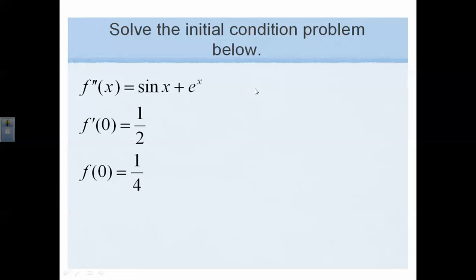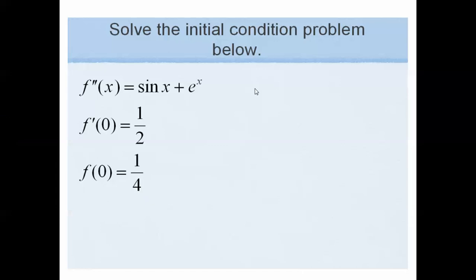Okay, so once again, just wanted to look at this. It's been a while since we've done an initial condition problem. So to make sure that we understand what we're doing: when we have an initial condition problem, what that means is we're going to integrate and use some piece of information or some point on the curve to solve for our constant of integration.